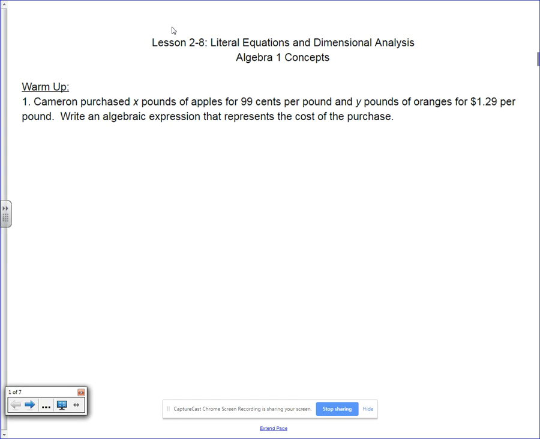All right, here we go. So take a look at your warm-up. Go ahead and read it to yourself. We're going to the store, we're buying apples and oranges. I'm telling you how much they cost. I want an expression, and I'm telling you to use X and Y. So what do you think? What's your expression going to be?